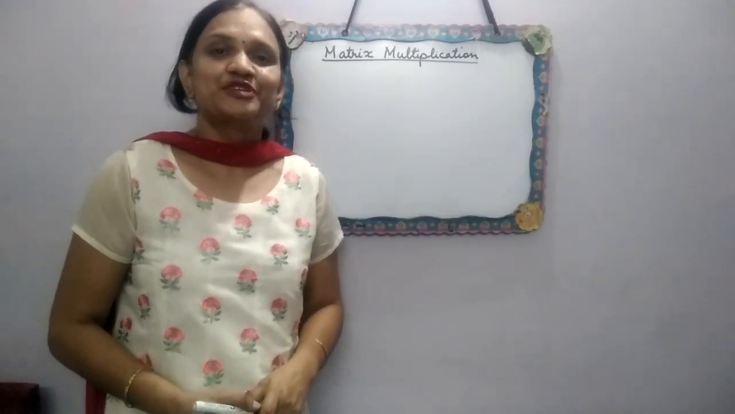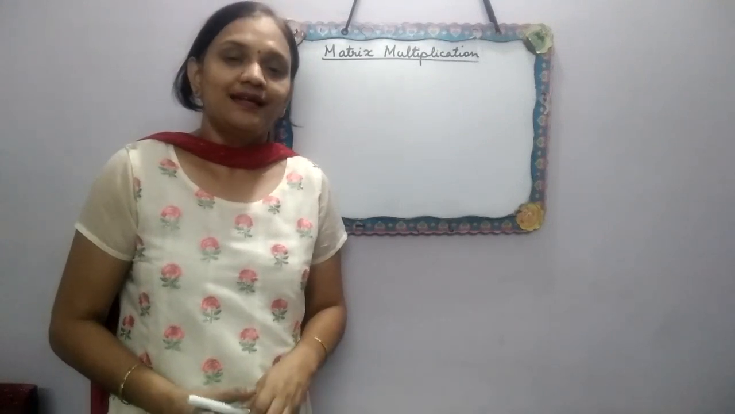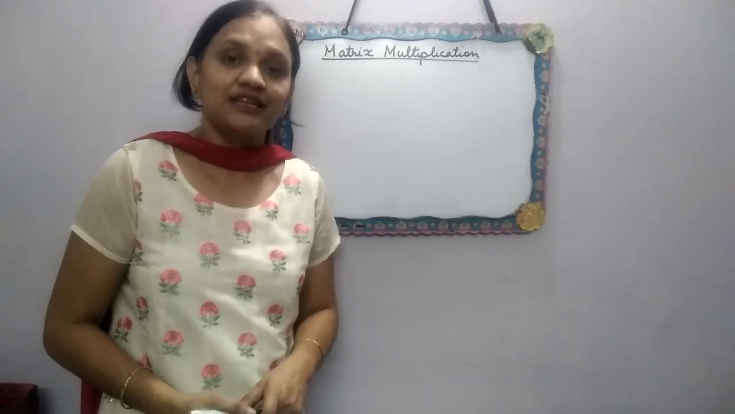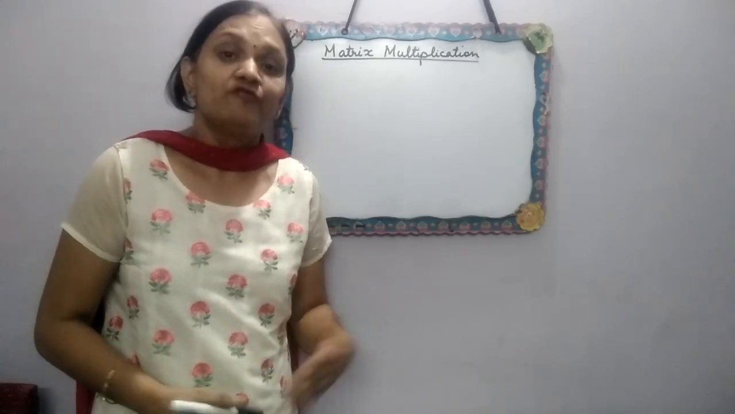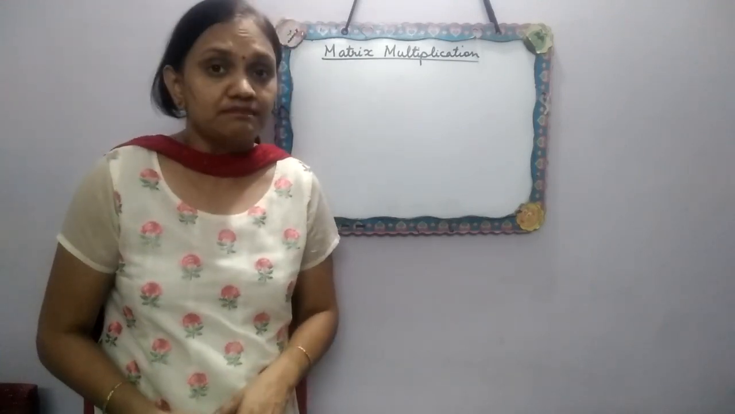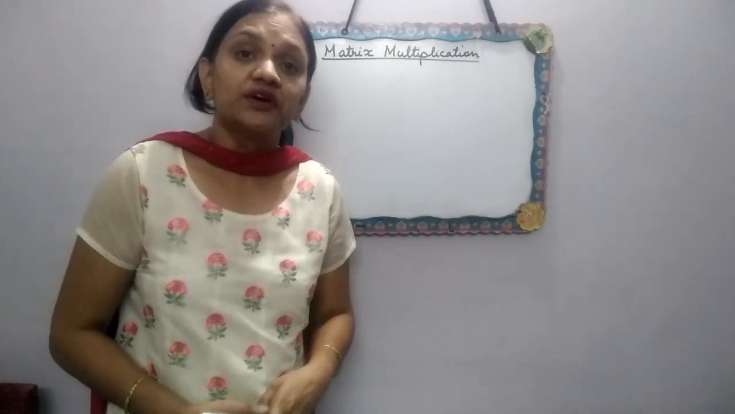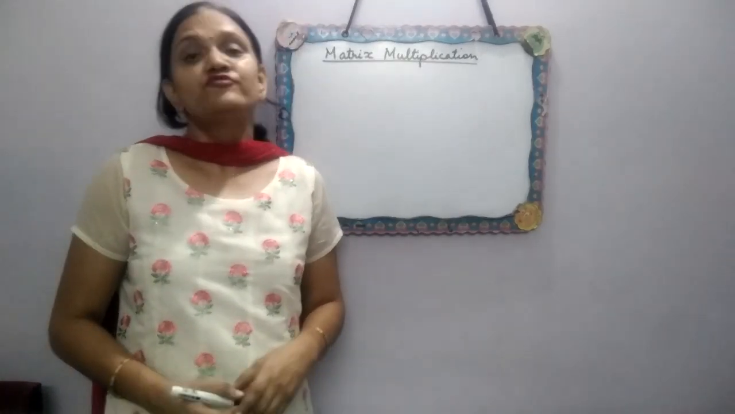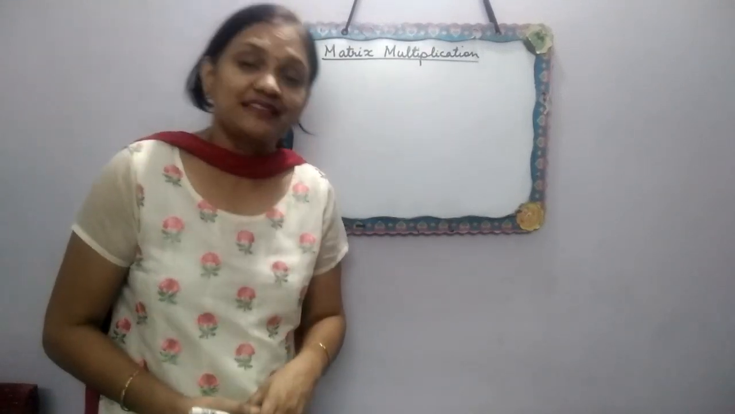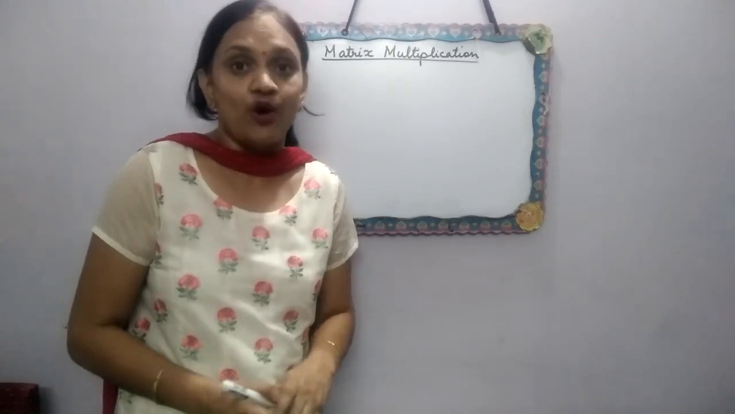Hello friends, today we are going to study matrix multiplication. In the last class, we studied matrix addition and subtraction. When were any two matrices conformable or compatible for addition or subtraction? When their order was the same. For matrix multiplication, it is not necessary that the two matrices have the same order.